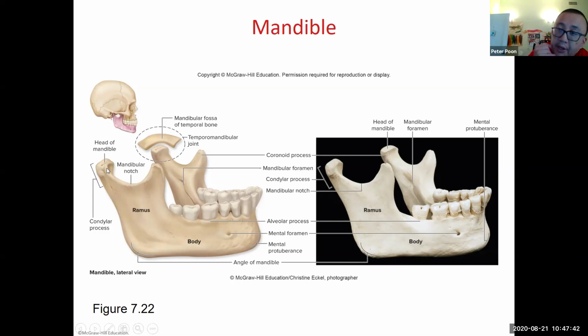Condylar, condyle, curved surface. That attaches to the temporal bone and forms a joint called the temporomandibular joint, otherwise known as the TMJ. This is a joint that opens and shuts your mouth, and a lot of people have problems with this joint.